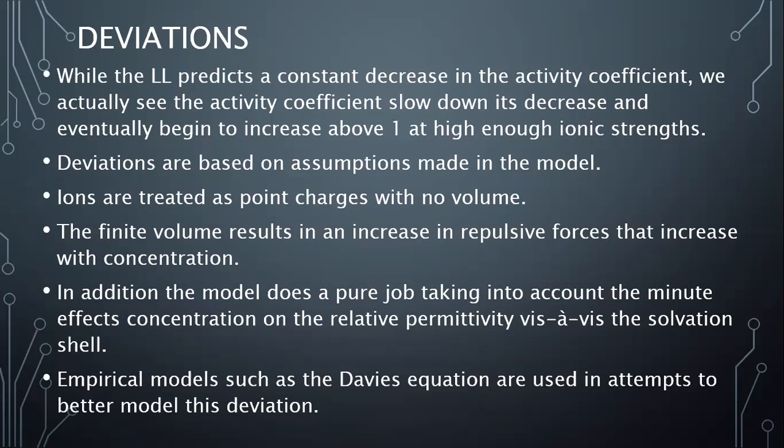And then, of course, empirical models such as the Davies equation are used in attempts to better model this deviation. So there's ways to model it. We're probably not going to worry about it. With that in mind, that's where I'll stop for right now. Yes, I know this is not exactly what I'd call easy stuff. That's why we're getting into the real hardcore stuff right now.